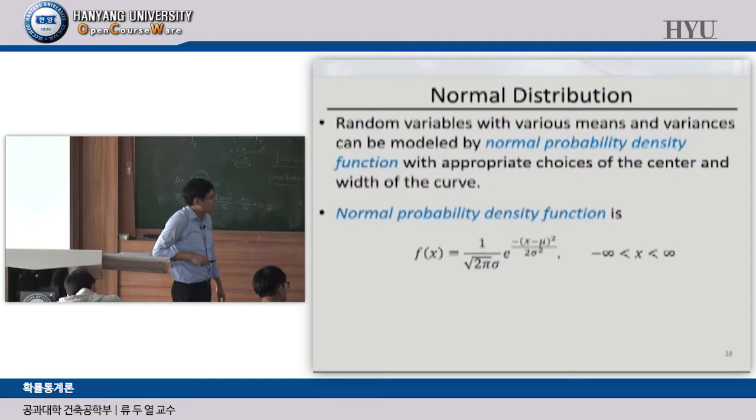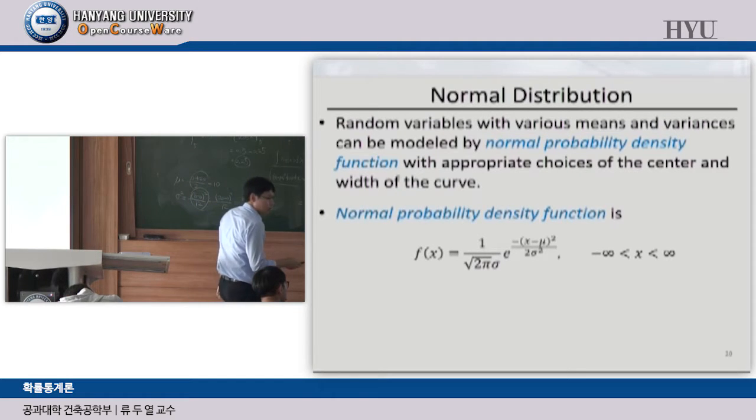And the normal probability density function is expressed by this equation. f(x) is equal to 1 over root 2 pi sigma multiplied by exponential of minus (x minus mu) squared over 2 sigma squared, when x is between minus infinity and infinity.